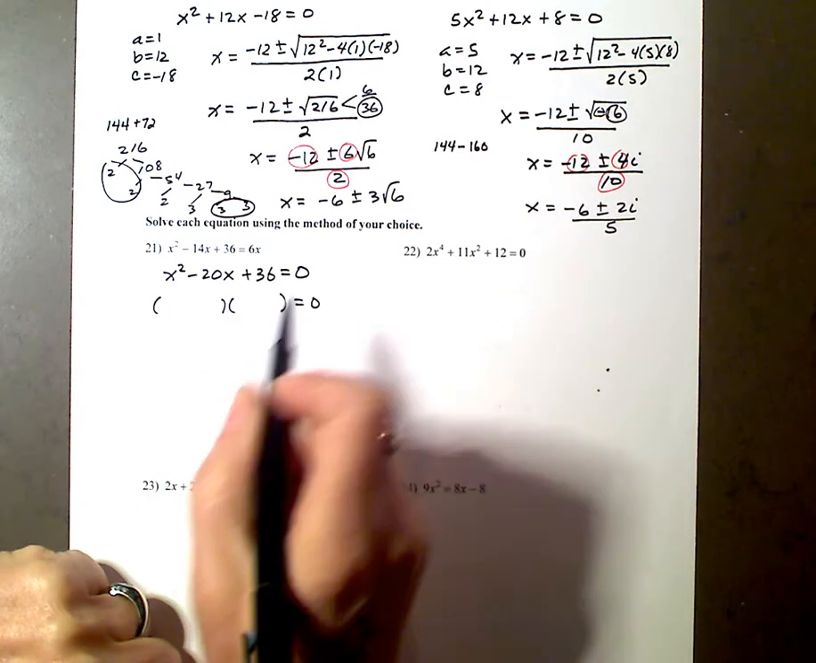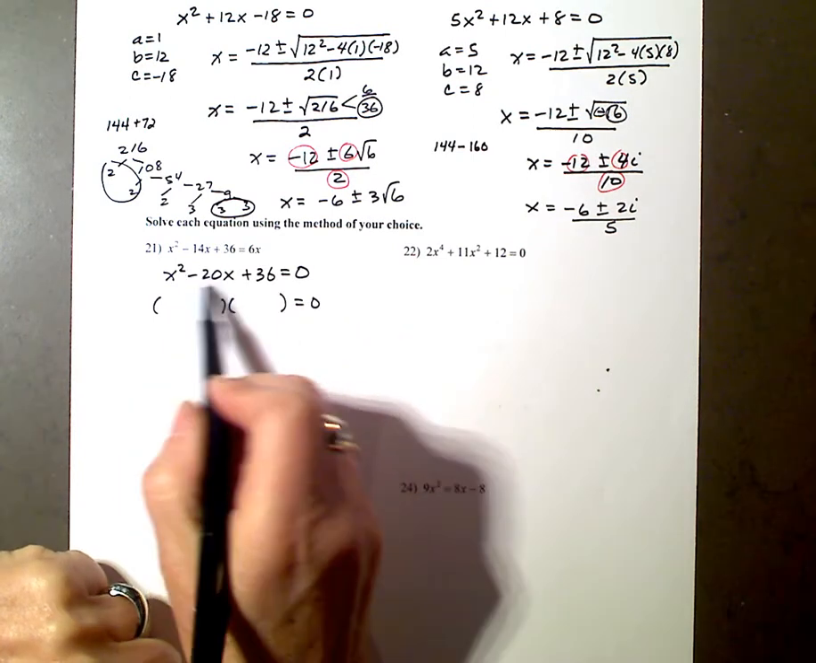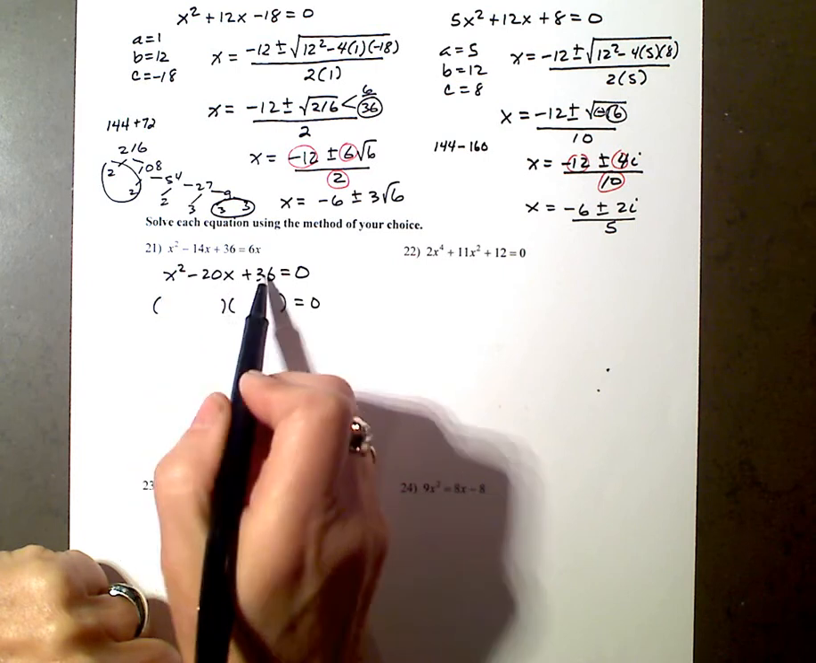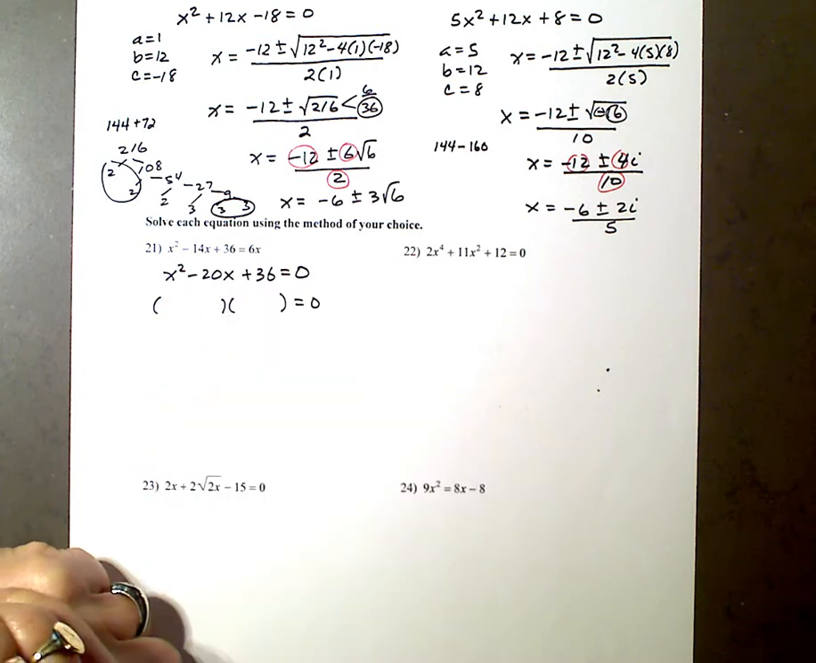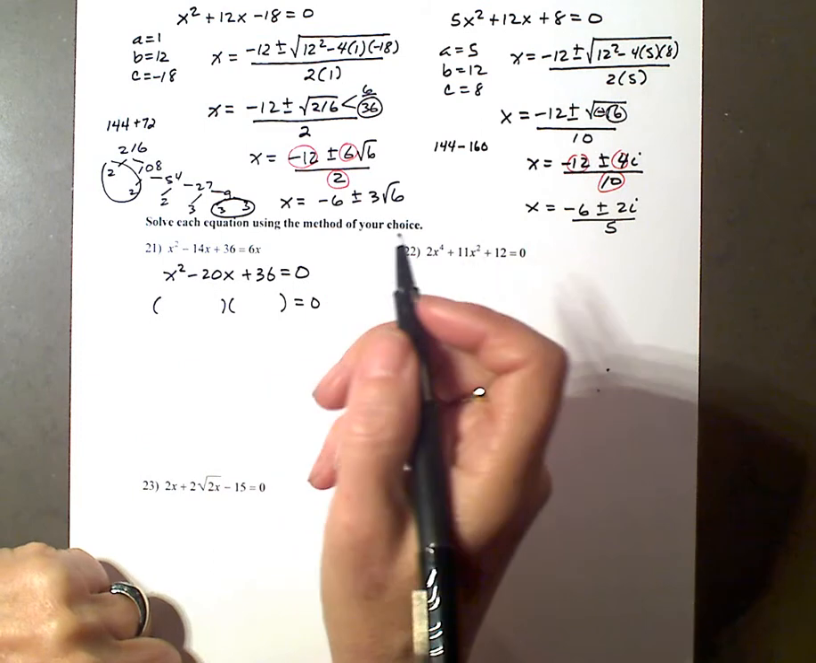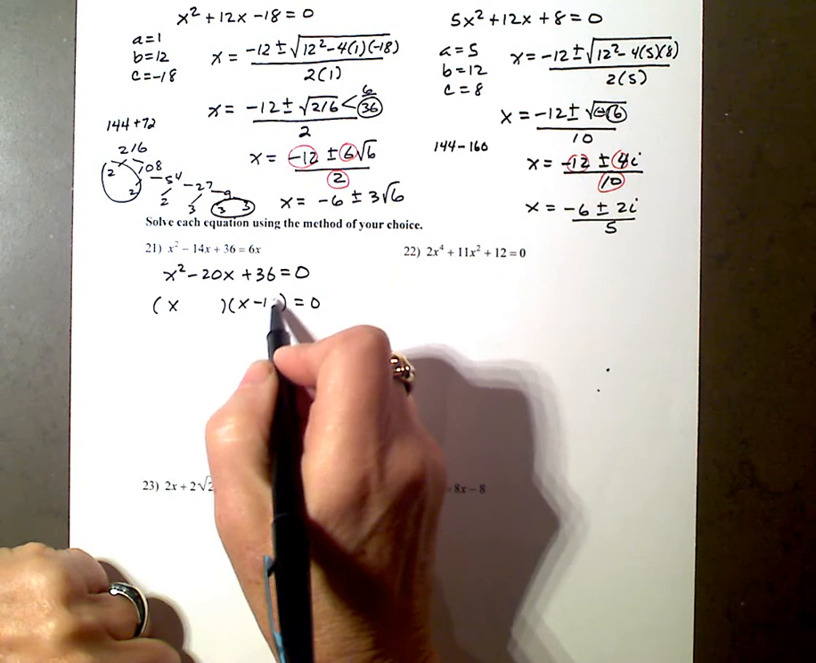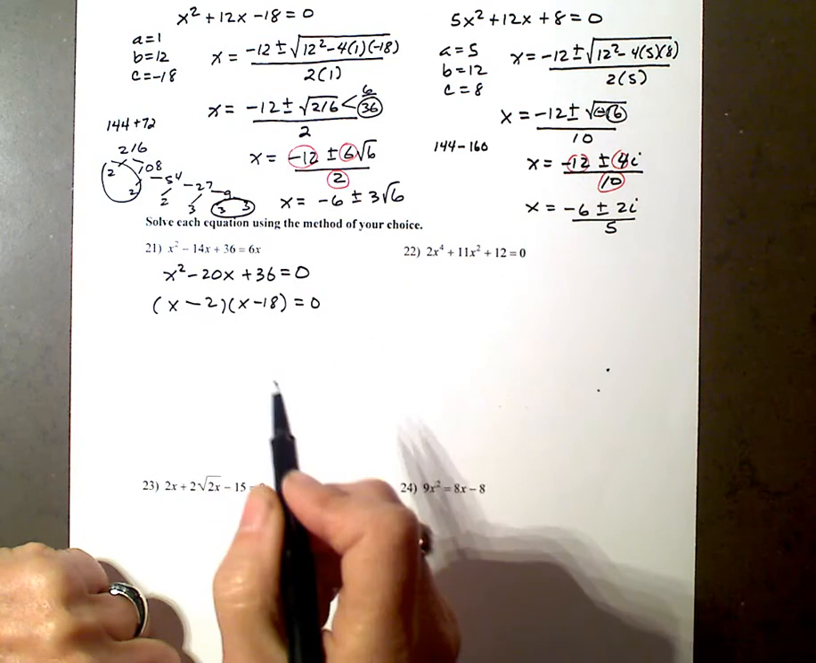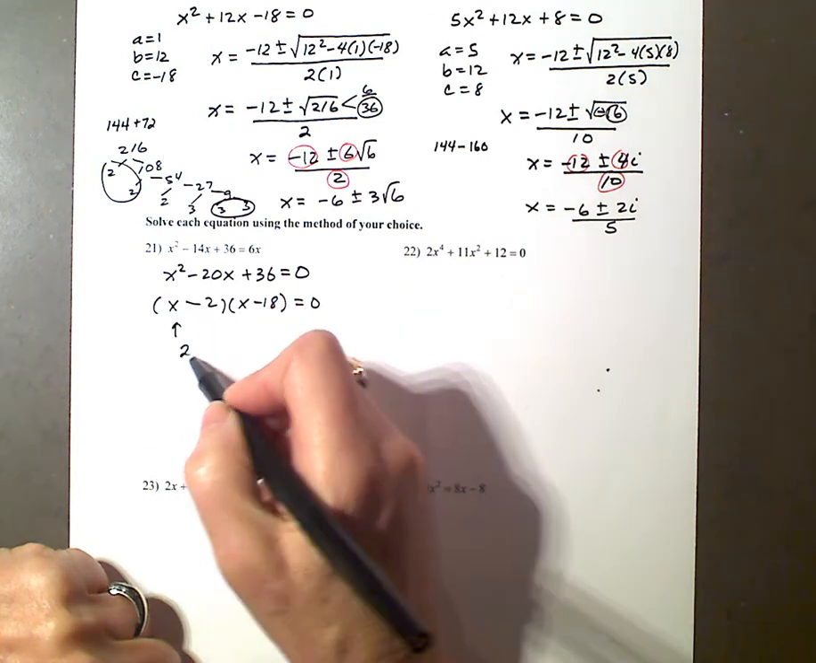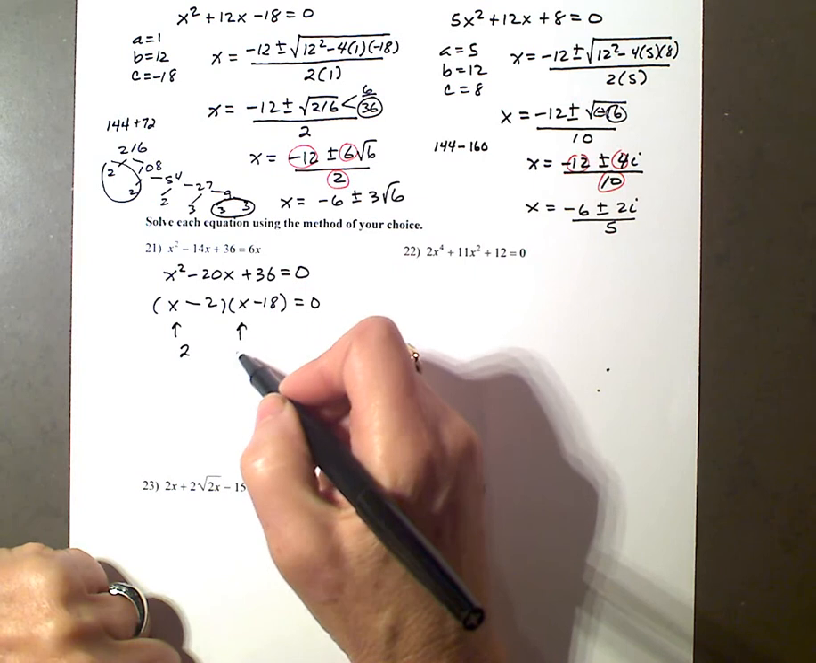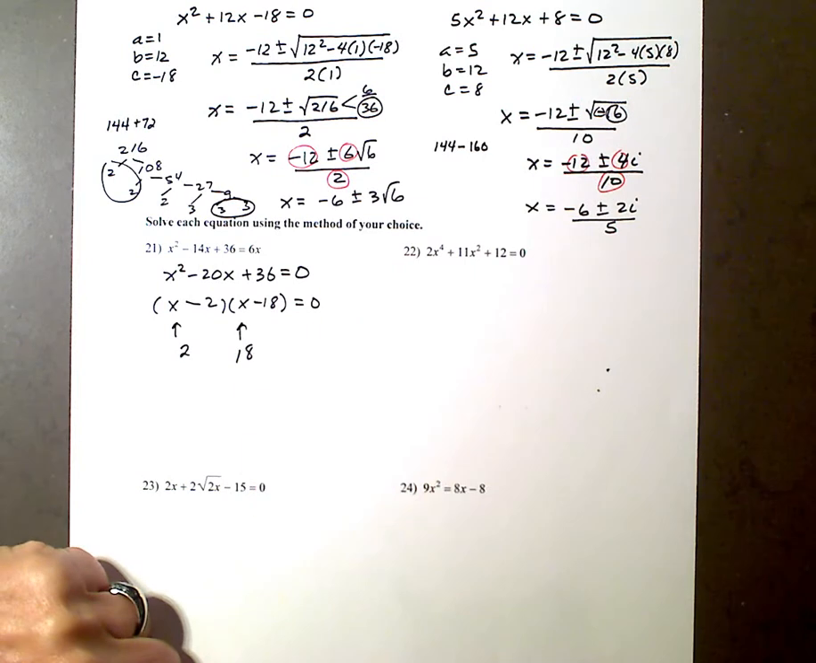To check that, if I found the discriminant, b squared minus 4ac, I would find that it was a perfect square, and that would tell me it was factorable, or if it was 0. So this is going to factor to x minus 18 times x minus 2. So my solutions are a positive 2 and a positive 18 for this.